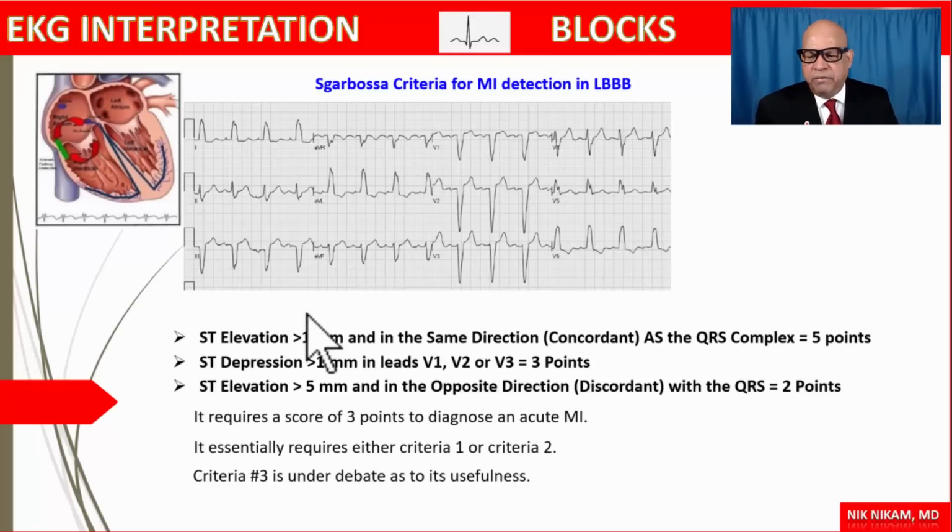So let's look at this. If you see ST elevation of greater than 1 millimeter in the same direction, that is concordant to the QRS complex, you give 5 points. So in other words, here we see STT changes which are discordant to the QRS complex. They are going in the opposite direction. Whereas if the same patient comes with chest pain and now you see concordant ST elevation, then that is significant, suggesting myocardial ischemia or even myocardial infarction in the presence of left bundle branch block.